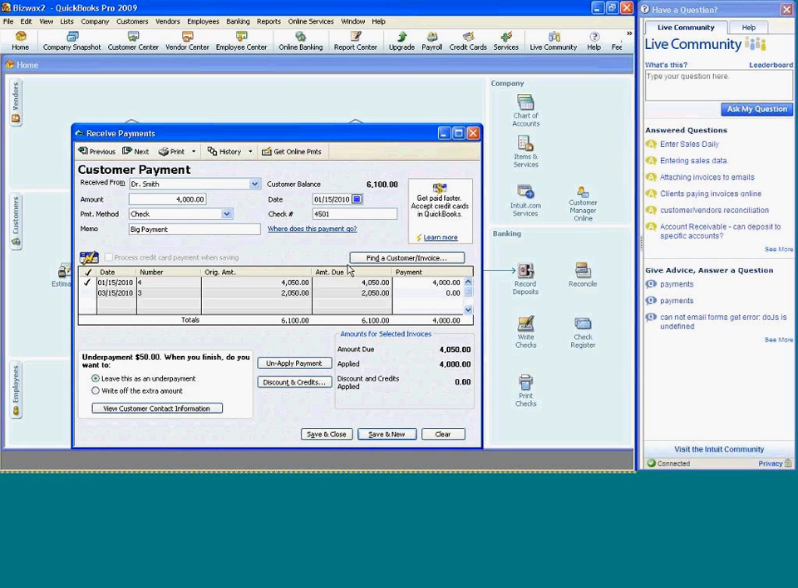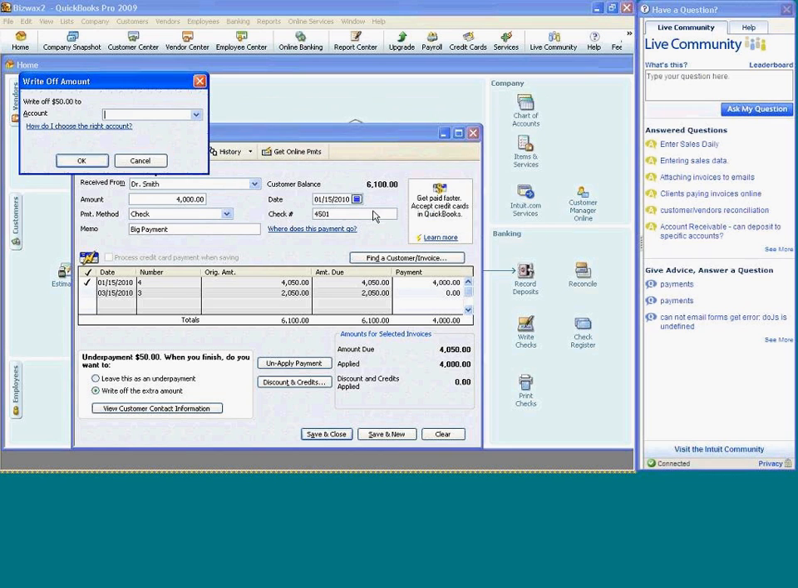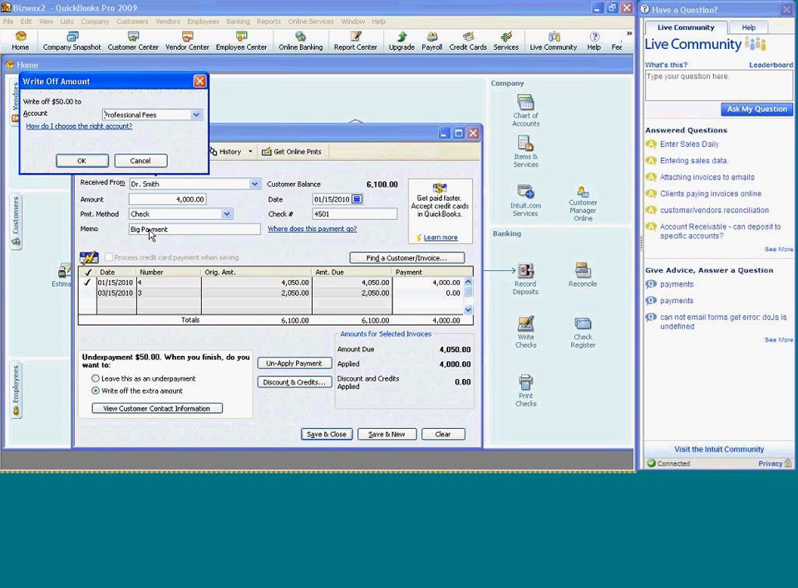Like in real business, we say leave this as an underpayment, but since we're a friend of Dr. Smith, we'll say write off the extra amount, and we'll eat it ourselves. Okay? So that's a nice thing that QuickBooks allows you to do. Save and close it. So the first bill is paid. And write it off to, I'll say, professional fees.